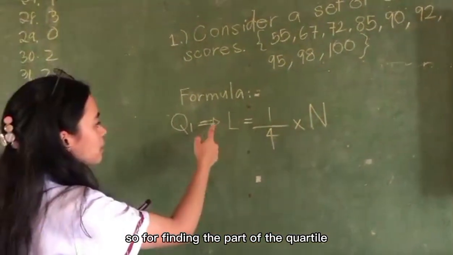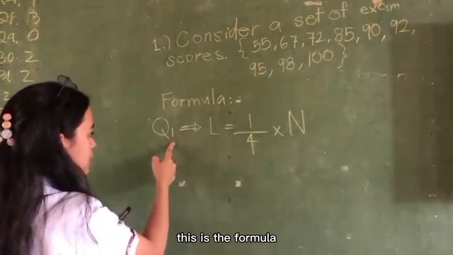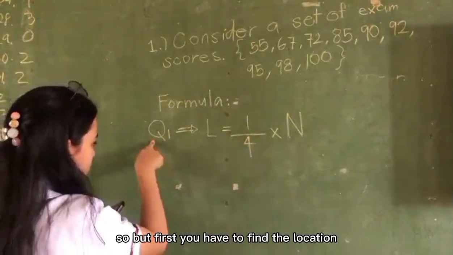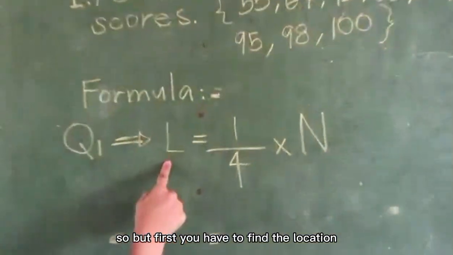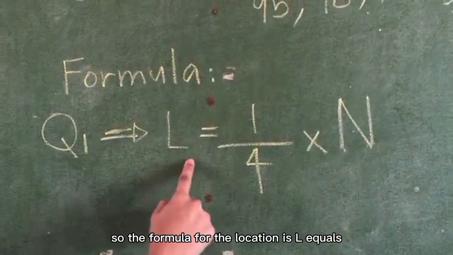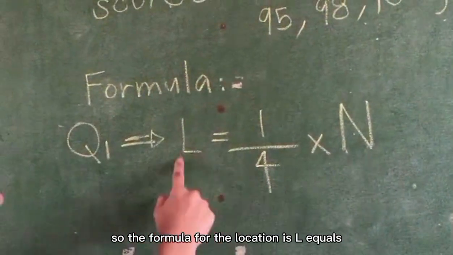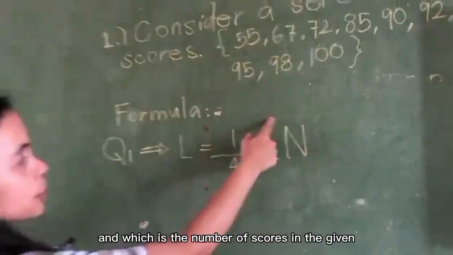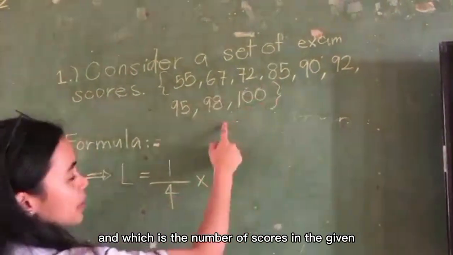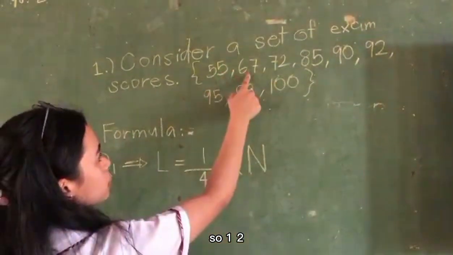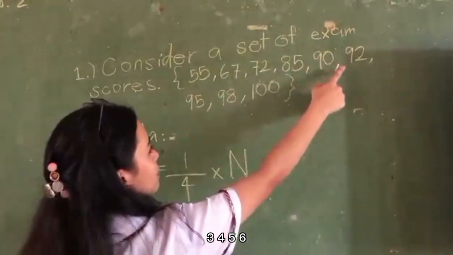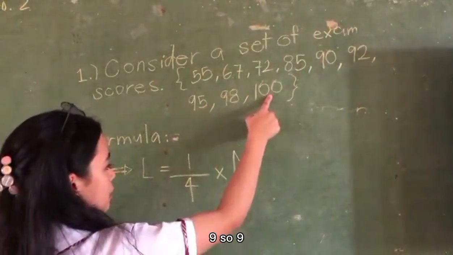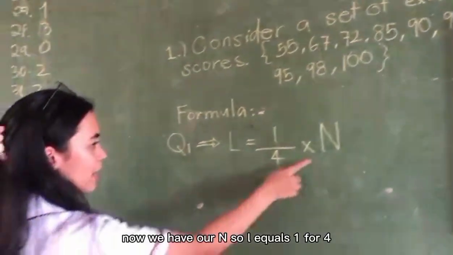So for finding the quartile, this is the formula. First we have to find the location. The formula for the location is L equals 1 over 4 times N, where N is the number of scores in the given set. So 1, 2, 3, 4, 5, 6, 7, 8, 9. So N is 9.